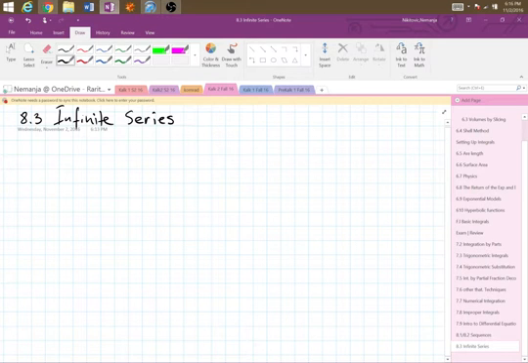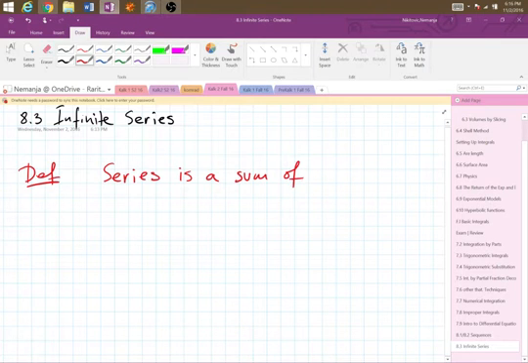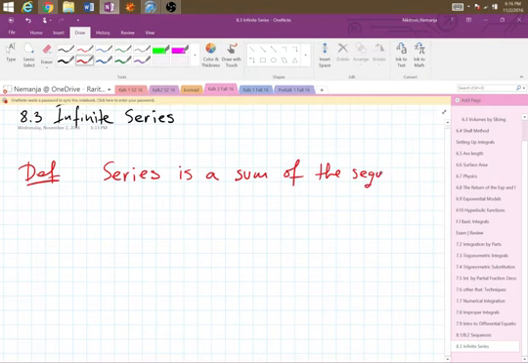Welcome back to Calculus 2, section 8.3, infinite series. Definition. A series is the sum of the sequence. Technically, you replace your commas with plus signs and you add it up.